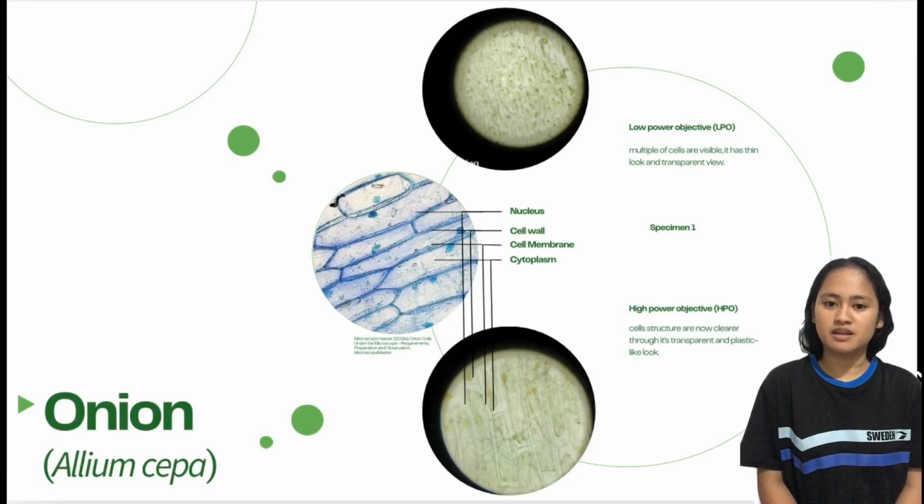Onion specimen. Under the low power objective, the onion cells appeared as multiple rectangular cells arranged in a net and brick-like pattern. They looked transparent and thin, but the cell walls were clearly visible. Under the high power objective, the structure became more detailed. The cell walls were more defined, the cytoplasm became clearer, and depending on the stain, the nucleus sometimes became visible as a darker spot.